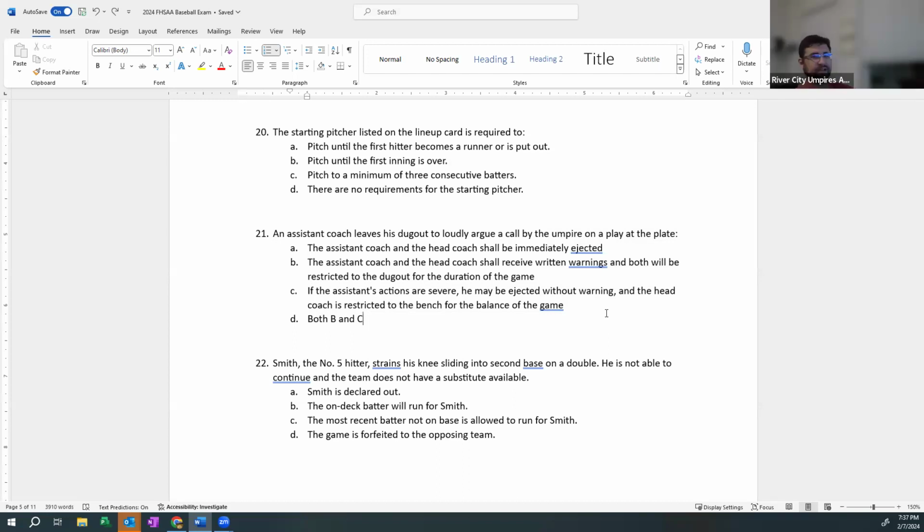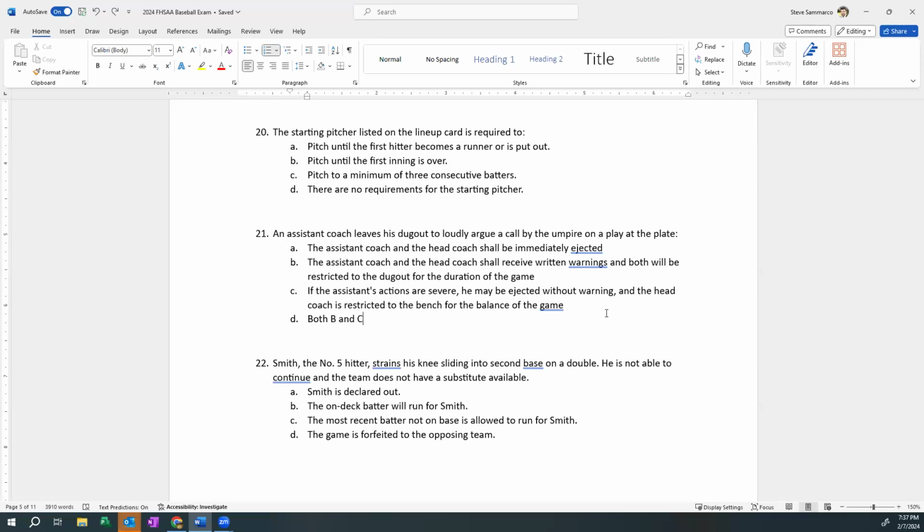I don't think Foster allows it. That's what I was saying. Not in Florida. FHSAA does not allow us to do it. You sure? Yes, I'm sure. You can't restrict them to the dugout. So we're either going to toss them or just give them the warning. So it'll be C.